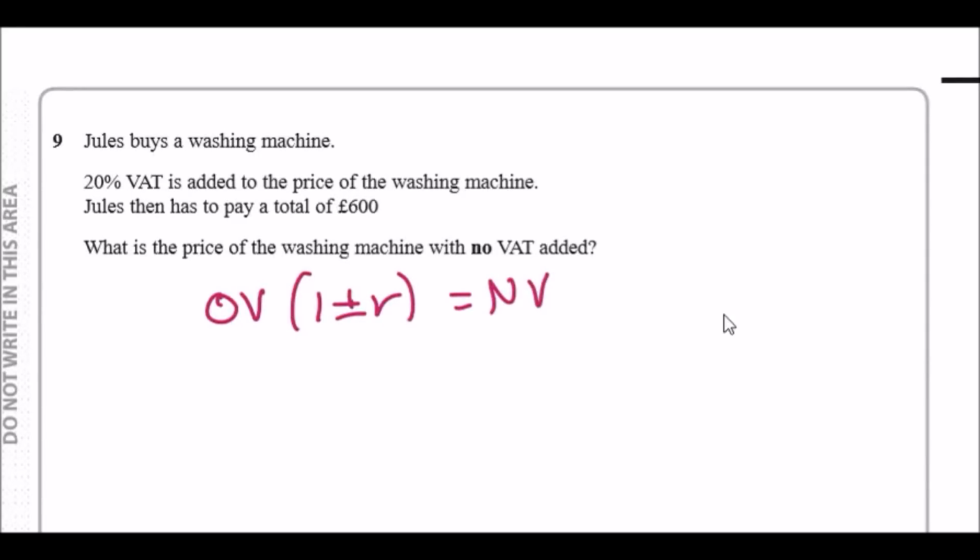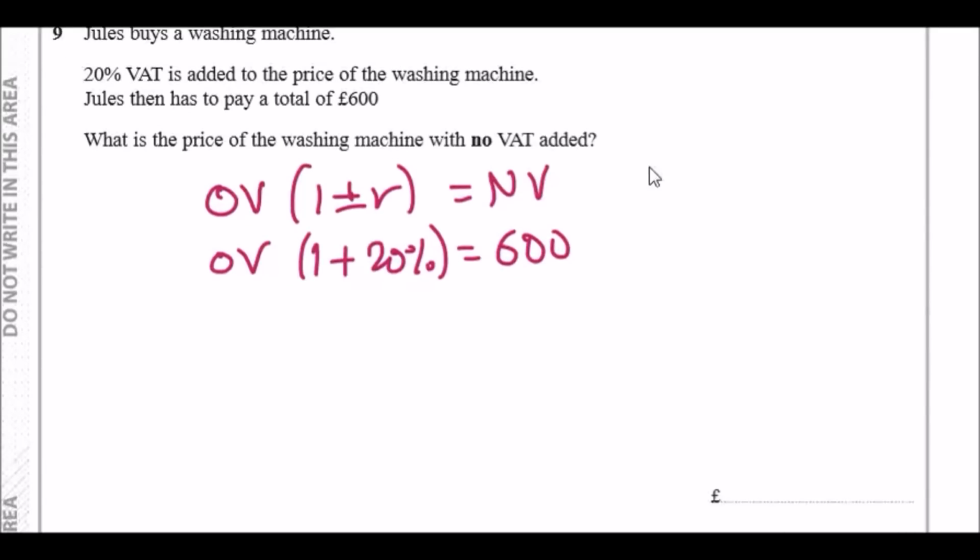So we just look at what's what. If we're increasing, it will be plus R. If we're decreasing, it will be negative R. As we're adding the VAT, it will be plus 20%. So 1 plus 20%. Okay, and the new value we got was 600. So we're just calculating the old value. Okay, so that's it. And now we just solve this one.